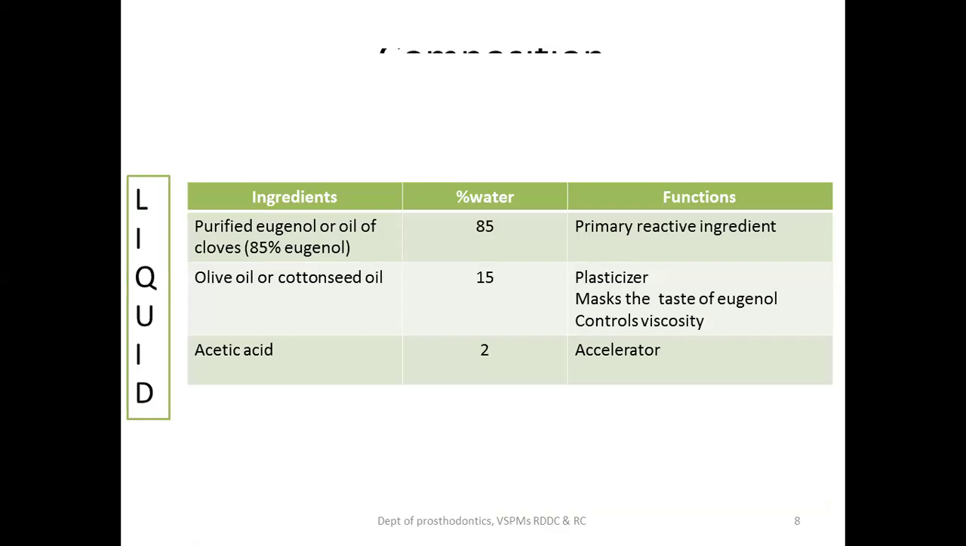In the liquid component, the major ingredient is purified eugenol or oil of clove. Oil of clove is a less potent form of eugenol, about 70 to 85%, which is the primary reactive ingredient. It also contains olive oil or cottonseed oil, which acts as a plasticizer, and it also masks the taste of eugenol. If you taste eugenol, it is very strong and very irritant, so the oil masks the taste and also controls the viscosity. Acetic acid acts as an accelerator.